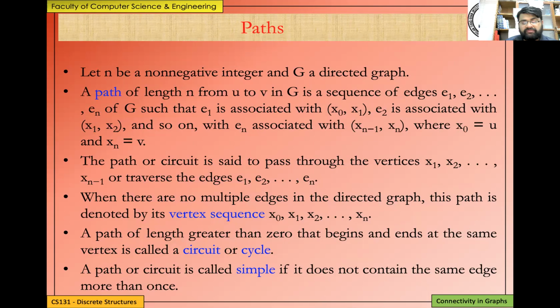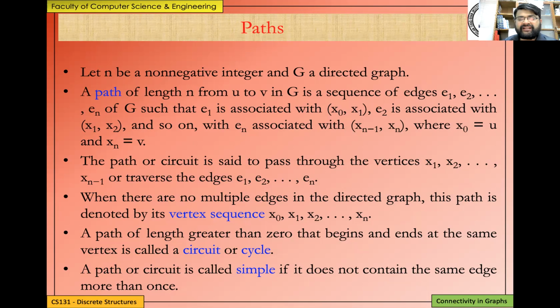In G. So of course, we want to define a path of length n that starts at U and ends at V within the graph G. It is a sequence of edges E1, E2, up to En of G such that E1 is associated with x0, x1, E2 is associated with x1, x2, and so on, with En associated with xn minus 1 to xn, where x0 is the U and xn is the V vertex, right? So the initial vertex is U, the terminal or end vertex is V.